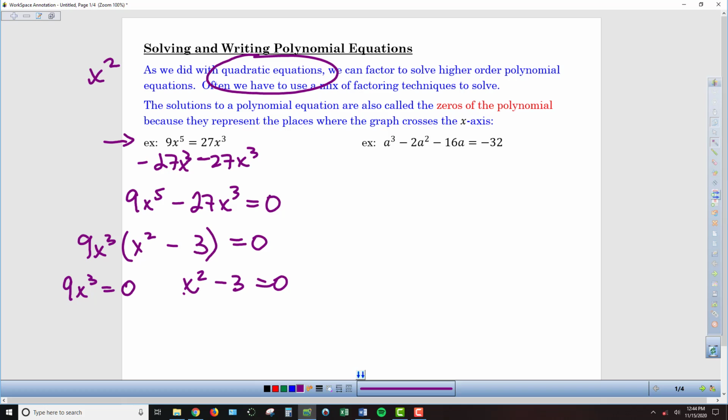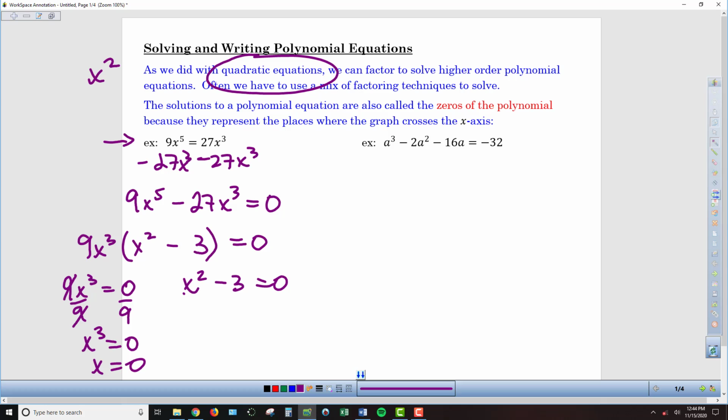So in the first one, if I just divide both sides by 9, we just end up with x to the third equals 0. Hopefully we can see pretty clearly that one answer for this problem is going to be just x equals 0. If I take the cube root of both sides, the cube root of 0 is just 0, so we've got x equals 0 as one of our answers.